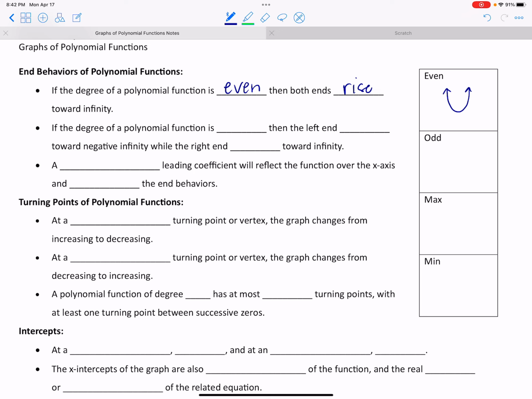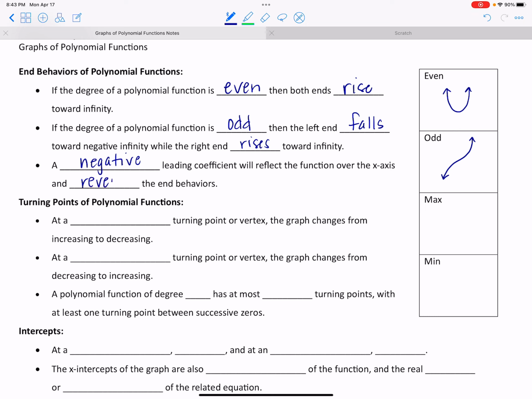If the degree of a polynomial function is odd, then the left end falls toward negative infinity while the right end rises toward infinity. So like a cubic function, y equals x to the third or x to the fifth, or even x to the first, they all do the same thing in terms of end behaviors. The left end falls, the right end rises. Unless, of course, we have a negative leading coefficient. A negative leading coefficient would reflect the graph over the x-axis, and that would reverse those end behaviors.